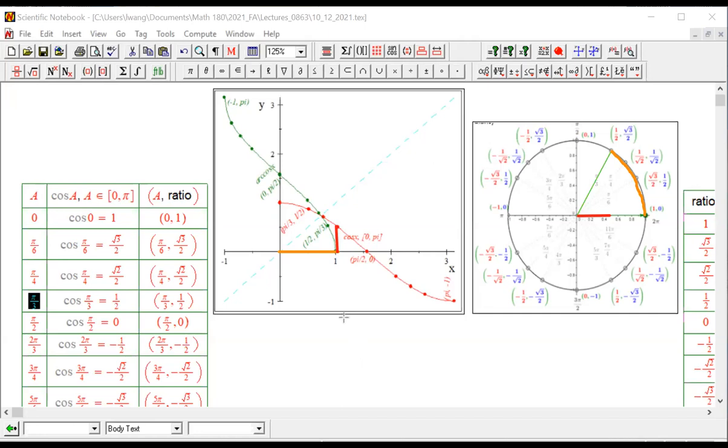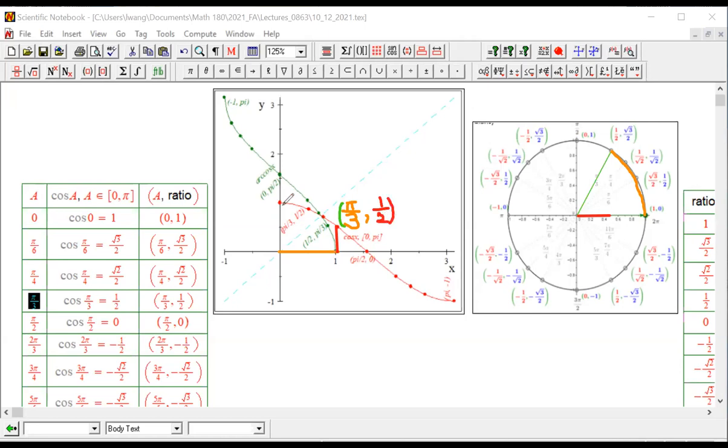So how come this is already a point for pi over 3 then? That's right. So when we mark this point, the input is always a horizontal measurement from the point of reference. The output is a vertical measurement. So this point will be marked as pi over 3, which is the orange, and the cosine ratio is half. That's how we mark the point.